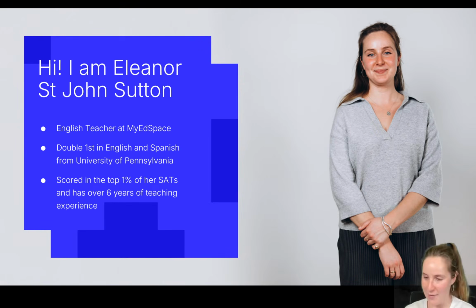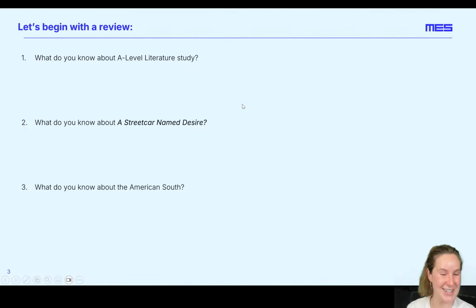A little bit about my background on that slide, but let's actually get into our do now and then the text itself. So let's get started with what you know about A-level literature, just to review if you have joined me before or if you are new. Then what do you know about A Streetcar Named Desire? And then what do you know about the American South? A couple of ideas there for you. Feel free to pop into the chat as we work.